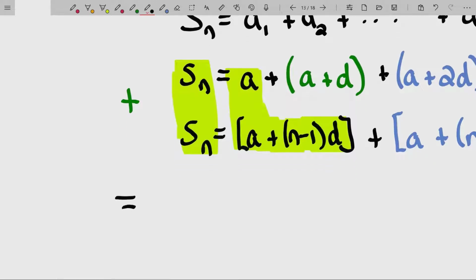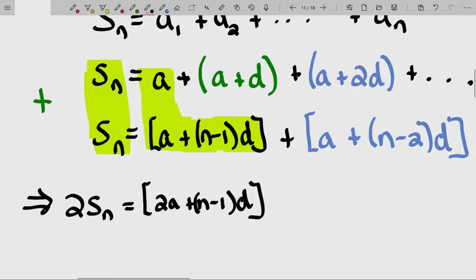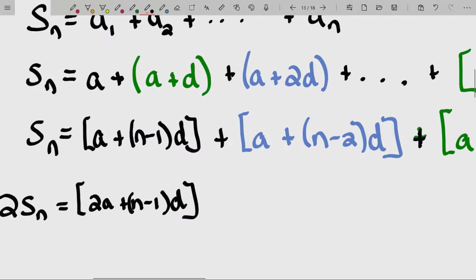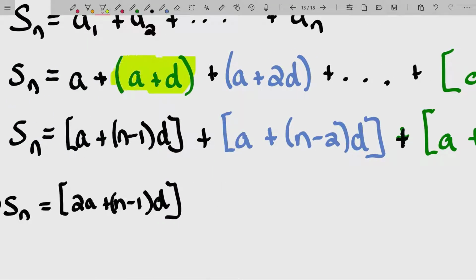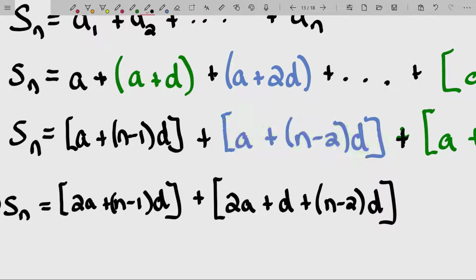Then the left-hand side will become 2 of those s sub n's. That should make sense. On the right-hand side, the highlighted piece right here, a plus that business, becomes 2a plus n minus 1 d. I hope that's okay with you. Now, let me move on to the next two that I'm going to highlight, this one and this one. I'm going to add those two together. Well, let's see what I get. Plus a is 2a plus d plus the quantity n minus 2 d. Okay, not too terrible. So far, so good.